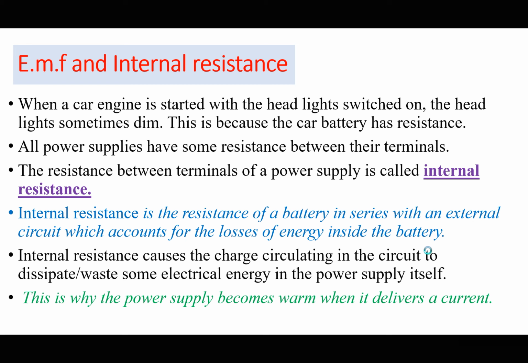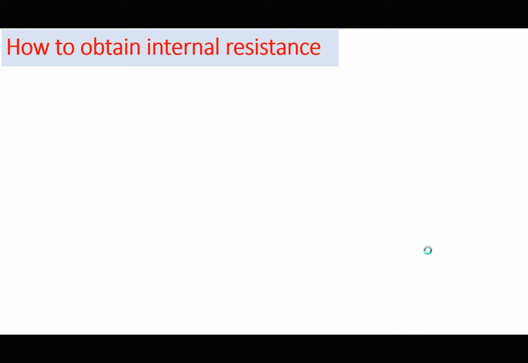So how do we obtain the internal resistance of, say, a battery or a power supply? I want you to recall that if no current flows in a circuit, we saw it as an open circuit. I think that was lesson 2, if not lesson 3. If no current flows in a circuit, we call that circuit an open circuit.